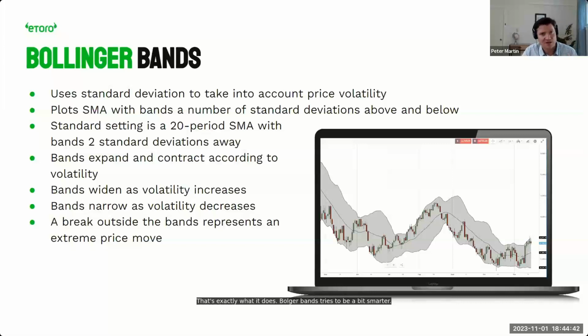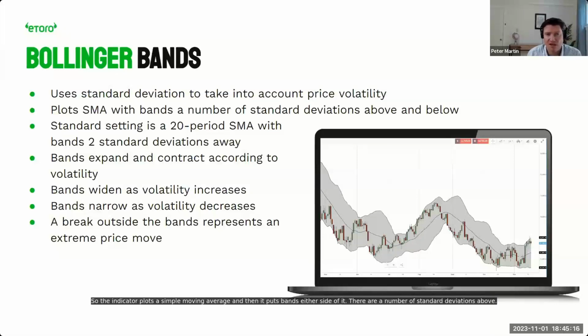It will just remain at the percentage you told it, which is that fixed percentage. That's exactly what it does. Bollinger Bands tries to be a bit smarter than that. So it uses standard deviation. Standard deviation is a statistical measure that tells you how dispersed a data set is. If you've got a high standard deviation, then the data points will be far spread apart from each other. And when the standard deviation is low, then prices will be very narrowly scattered around the mean, the arithmetic average.